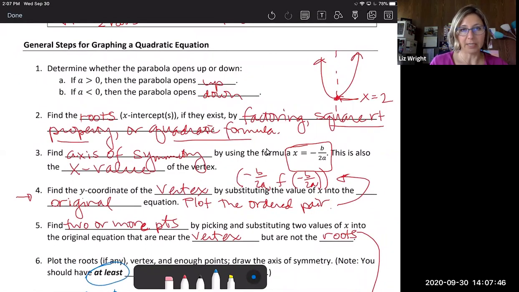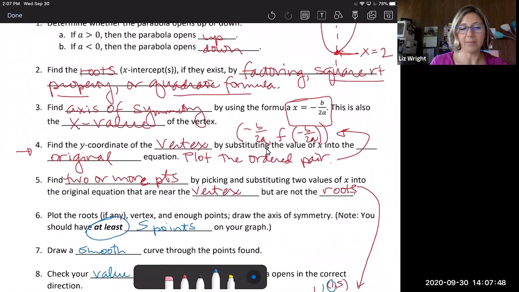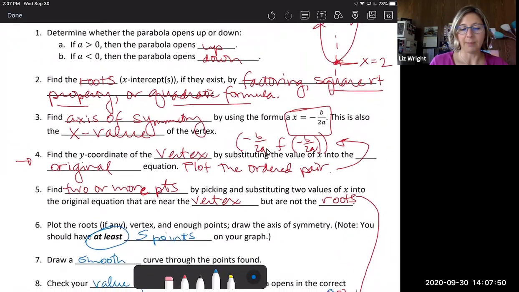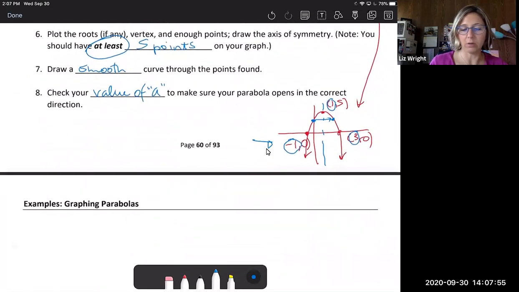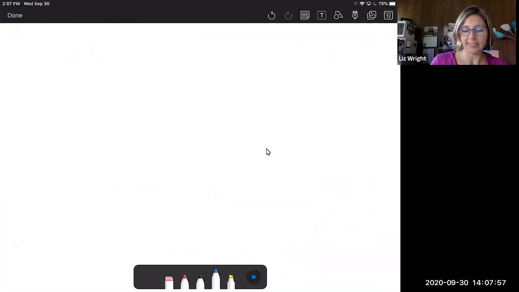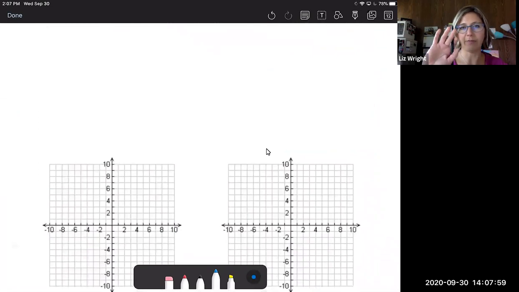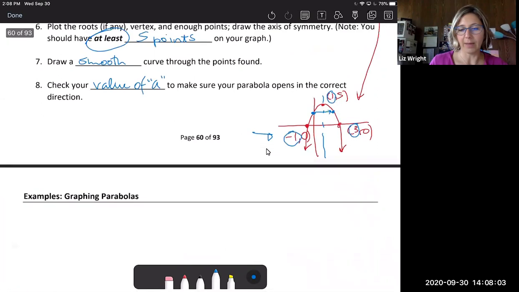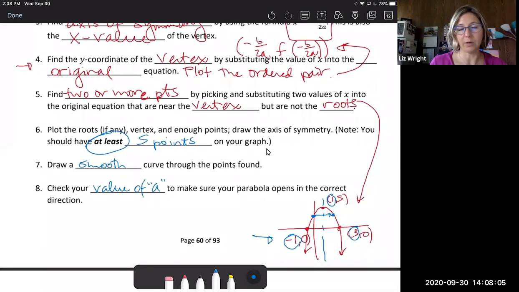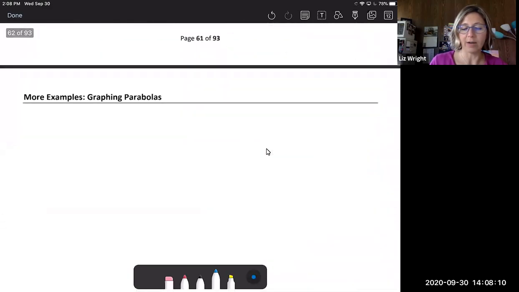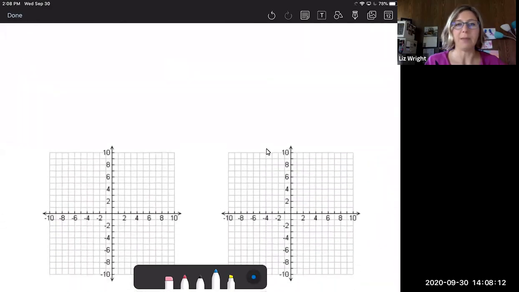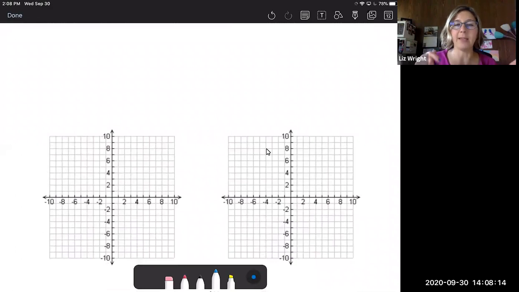All right, so now we are going to put all these steps into action. So what I'm going to tell you to do is to keep this page handy, like maybe pull it out of your notebook for a second. And then if I recall, I can't remember if 60 and 61 are front and back with each other. If they are, what I want you to do is keep your steps handy and then move to the next set of graphs.